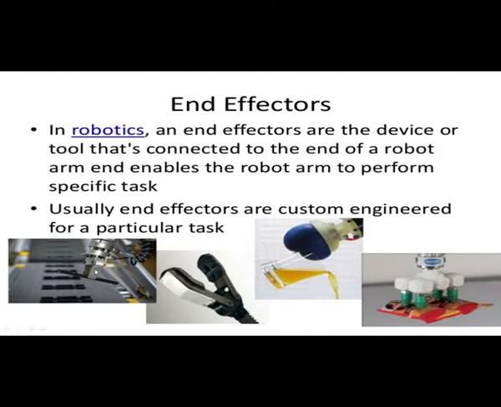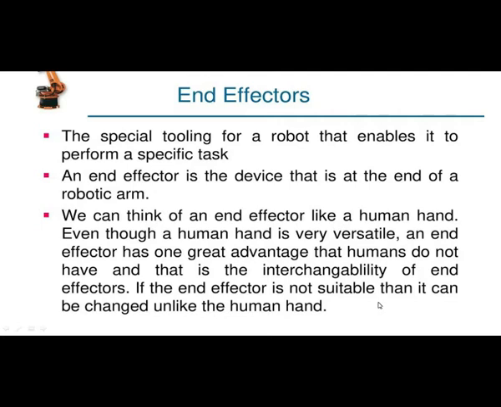These are the end effectors. Here you observe this. The special tooling for a robot enables it to perform a task. The end effector is a device at the end of the robotic arm. The end of the robotic arm means attached to the wrist. The end effector is the hand connected to the robot arm or robot wrist that helps it to do its job. We can think of an end effector like a human hand.